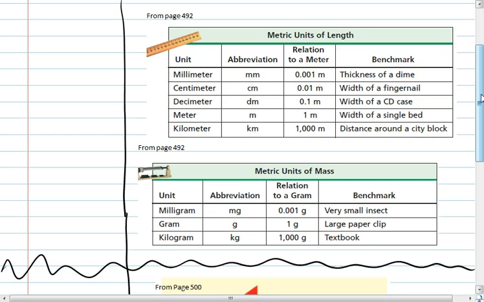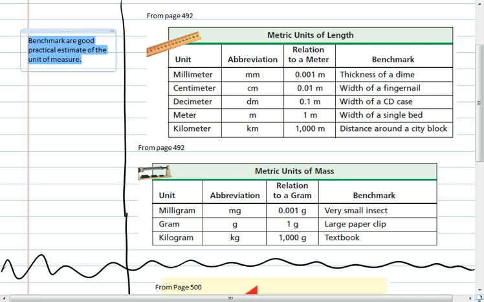These charts give you the benchmark measurements of millimeter, centimeter, decimeter, meter, kilometer, milligram, gram, and kilogram. Benchmark measurements are good estimates that are very practical in the real world, something that you see all the time, you hold on to every time, that you're kind of familiar with, like a textbook or the width of your fingernail or how long a bed is. So benchmarks are a good practical estimate of the unit of measure. So that's what those are good for.